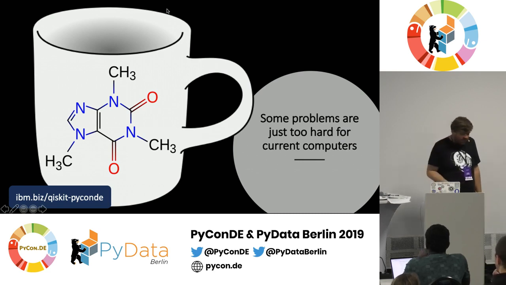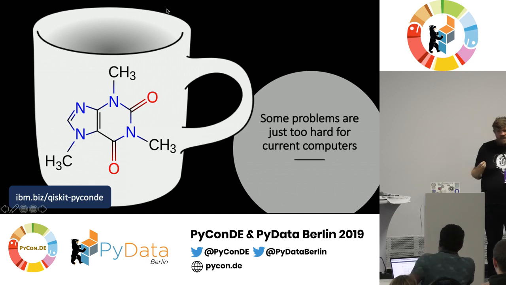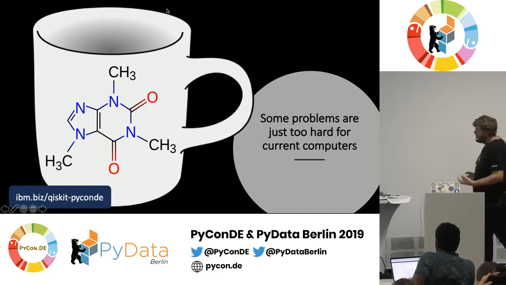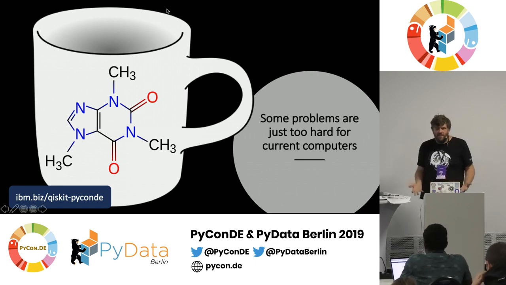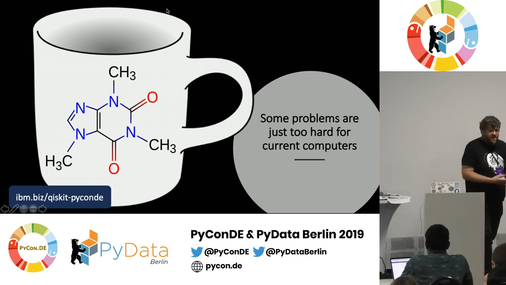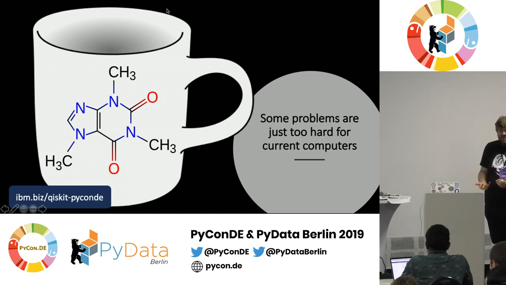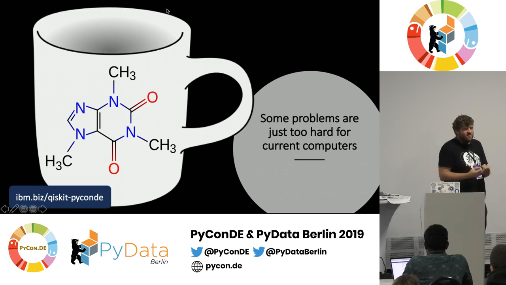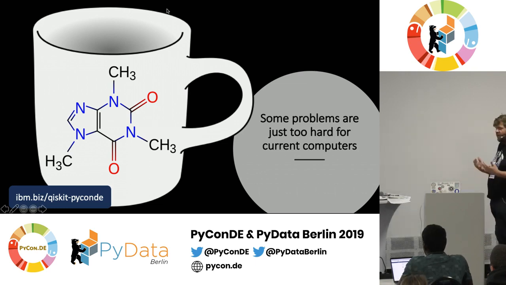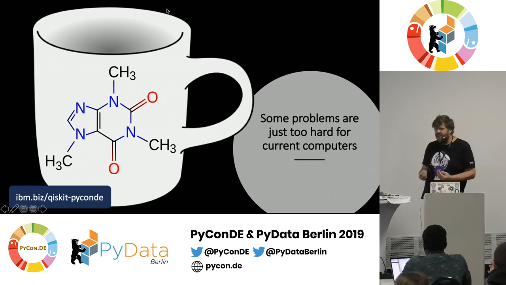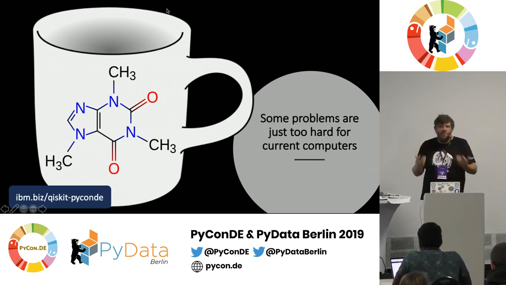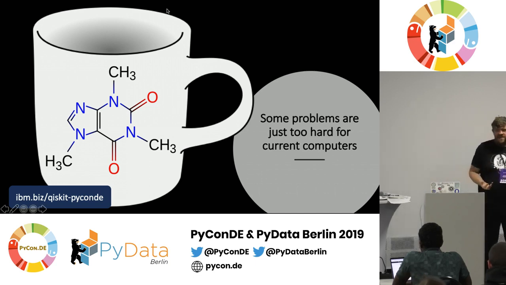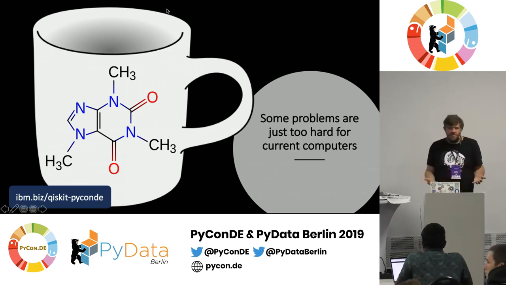And the motivation behind quantum computing, and this is something that has been known since the 80s, is that there are some problems that are just too hard for current computers. A classic example of this is simulating quantum systems. If you have a relatively large system, like a molecule, then the amount of memory it takes to store the possible states for a large quantum system is huge. And then the number of operations you'd have to perform in order to simulate a large quantum system is also huge.